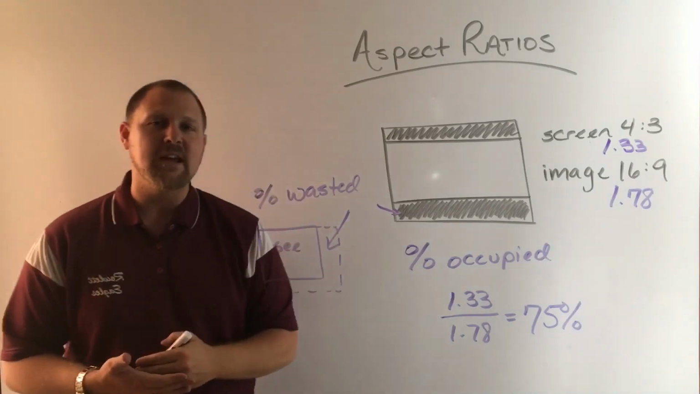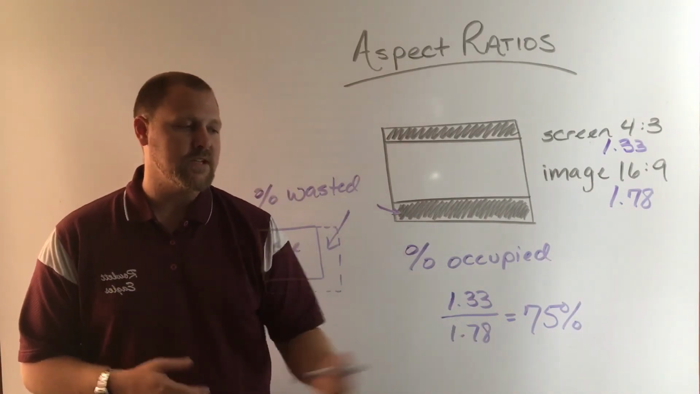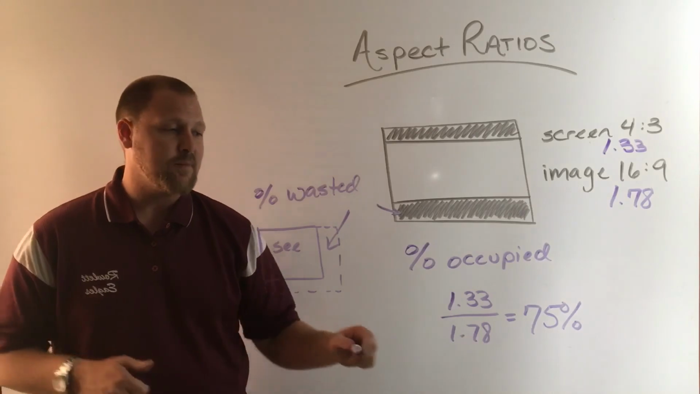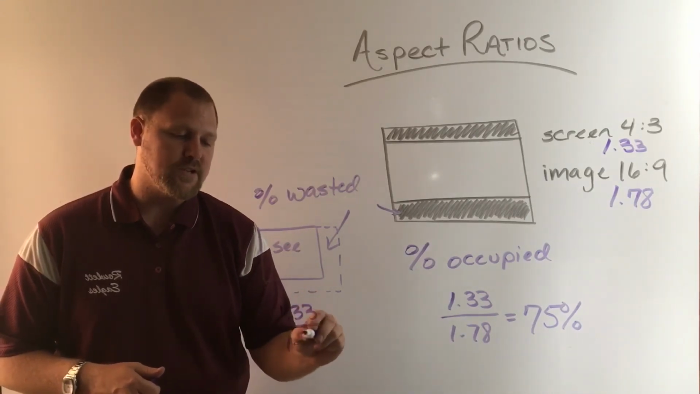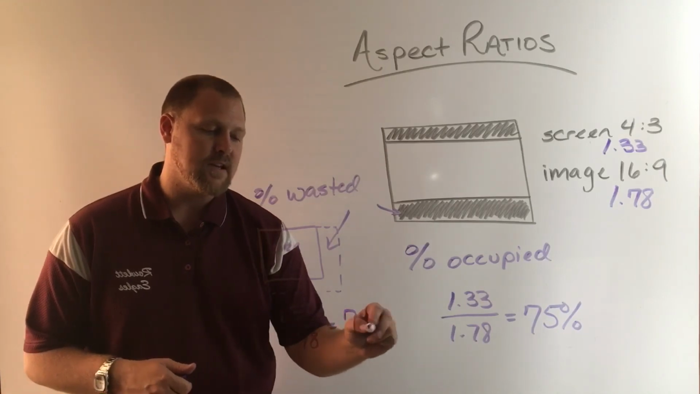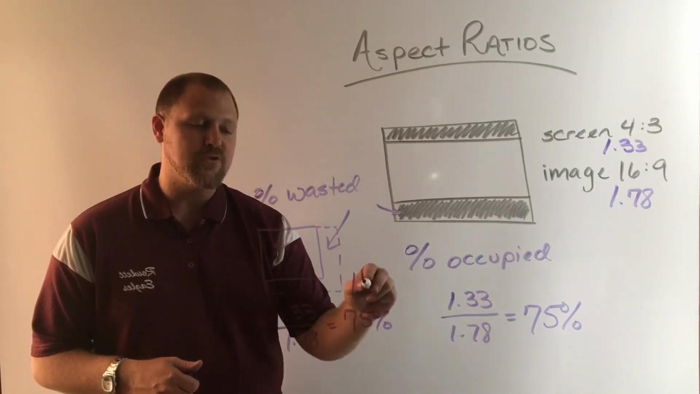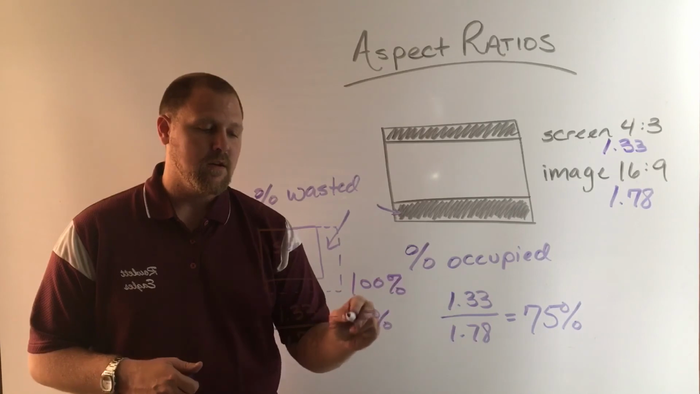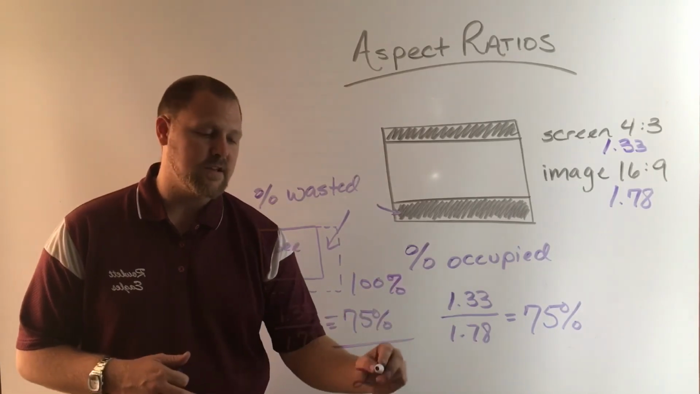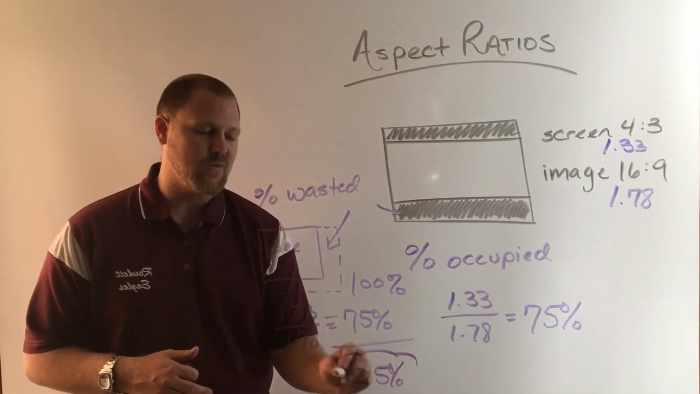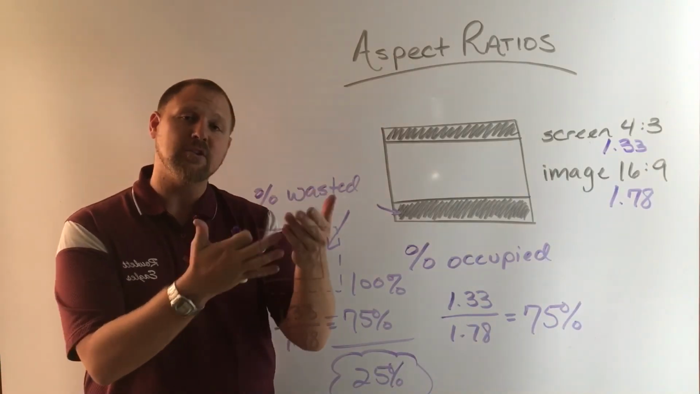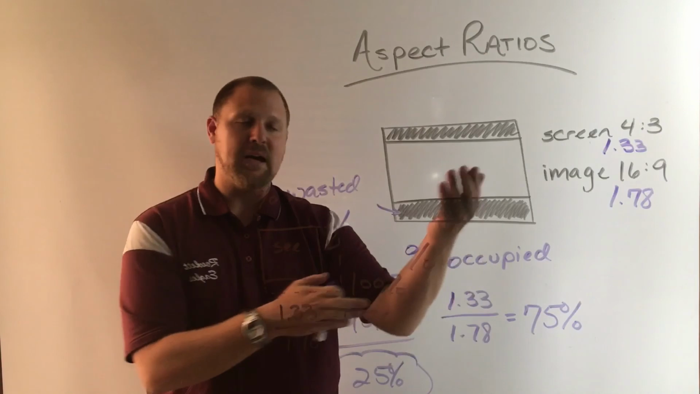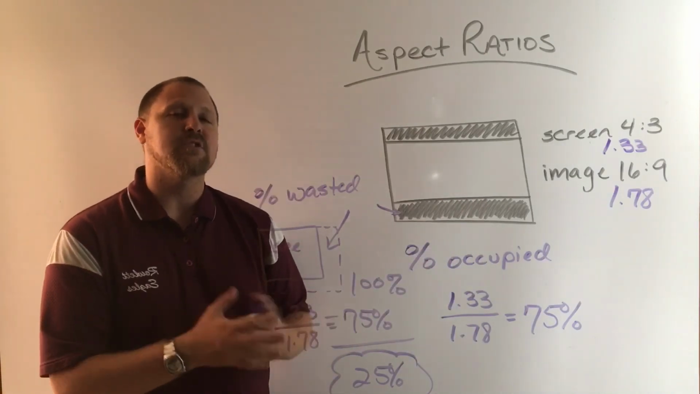It will give you the same results if you do it this way, except there's one more step. To find percent wasted, you take the small ratio divided by the larger ratio, you get 75%. Well, then you got to take 100% away from 75, and you see that the percent wasted in this case is 25%. So we're either going to find the percent wasted or unused, or the percent occupied by whatever the ratios are that are given to you.